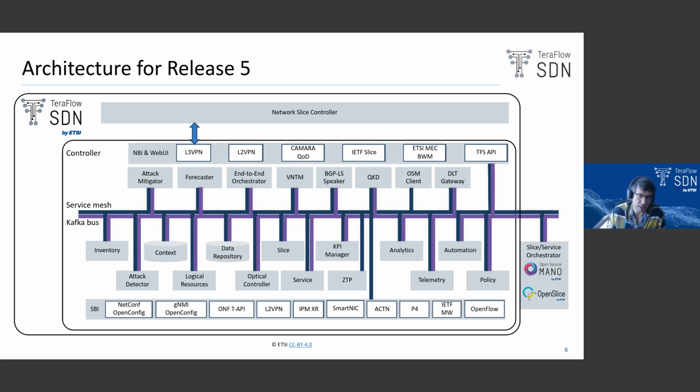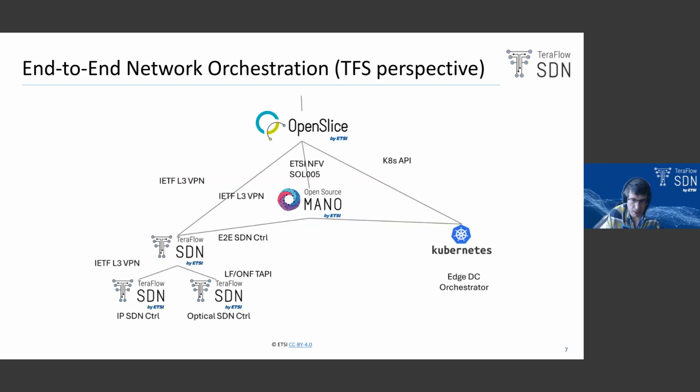So let's see how we position ourselves in an end-to-end network orchestration. In this case, you can have multiple flavors of TeraFlowSDN. You can have TeraFlowSDN being the SDN controller for an IP network, where we are able, for example, to control white boxes.